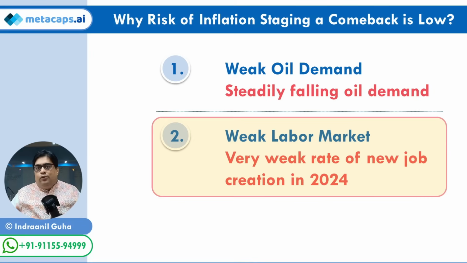But in the jobs report of October, what was really glaring was that there was a very significant downward revision in BLS's earlier estimate of the rate of new job creation in the US economy for the first 9 months of 2024. As per the latest estimate, BLS now estimates that the US economy was able to generate only 1.6 million new jobs. That's a downward revision of almost 20%.